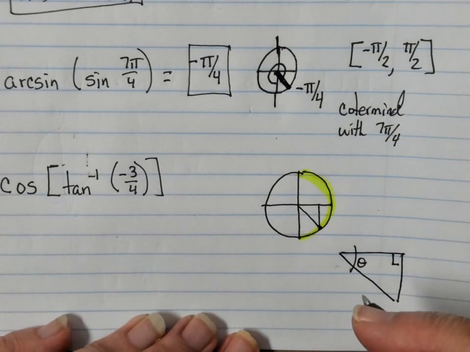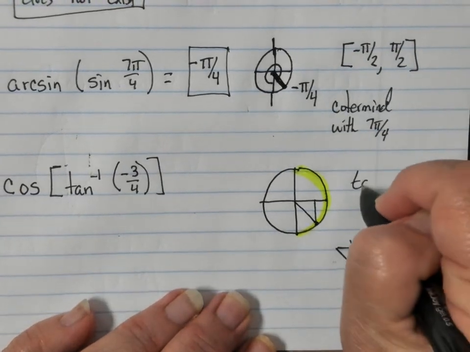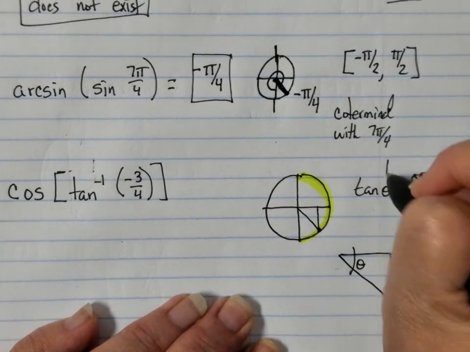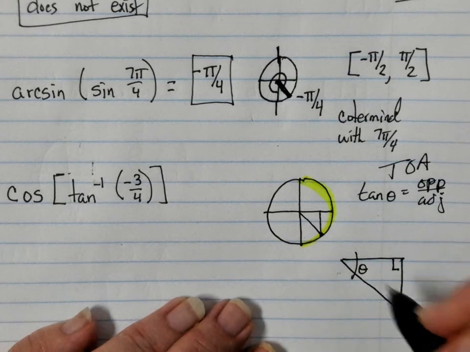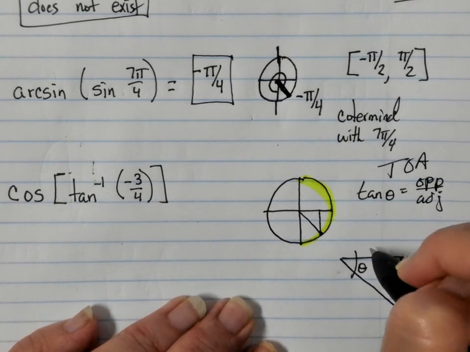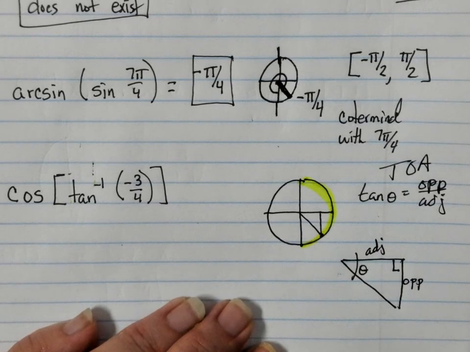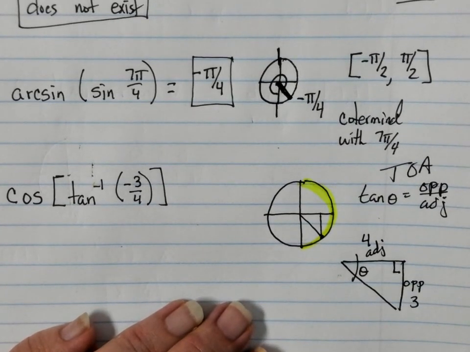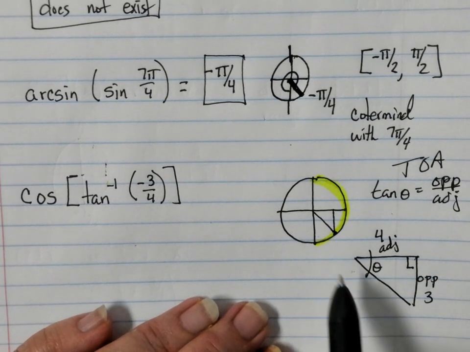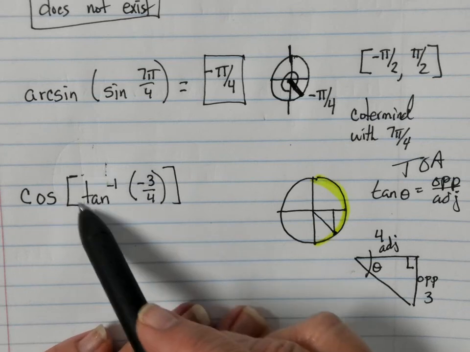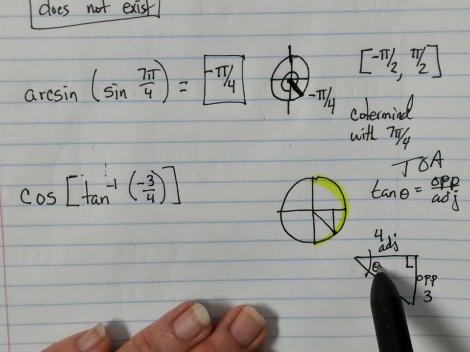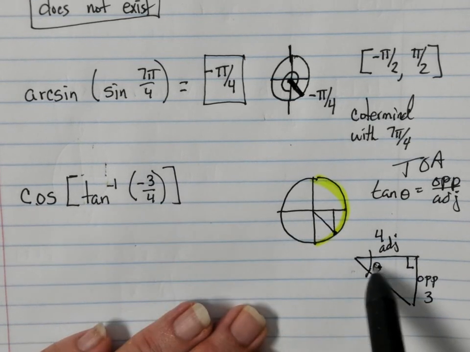Now this goes back to your right triangle trigonometry, right? Do you remember that tangent of theta is opposite over adjacent, SOHCAHTOA? So if this is theta, opposite over adjacent, so I've got 3 and 4 as the lengths of my triangle. This part right here is theta. This is the angle whose tangent is -3/4. And then I want the cosine of this angle.